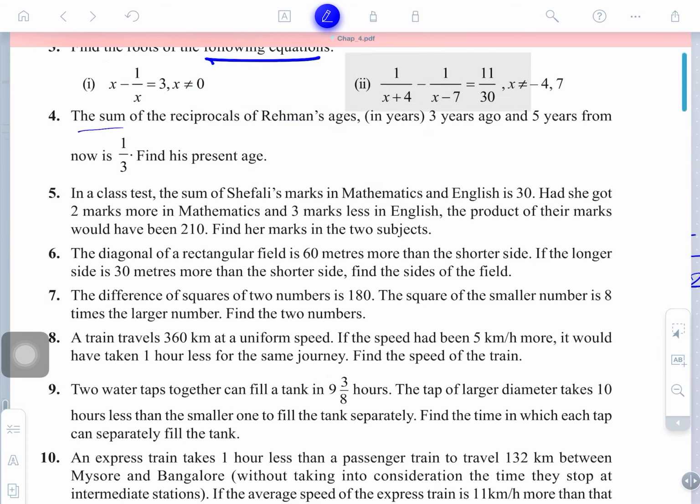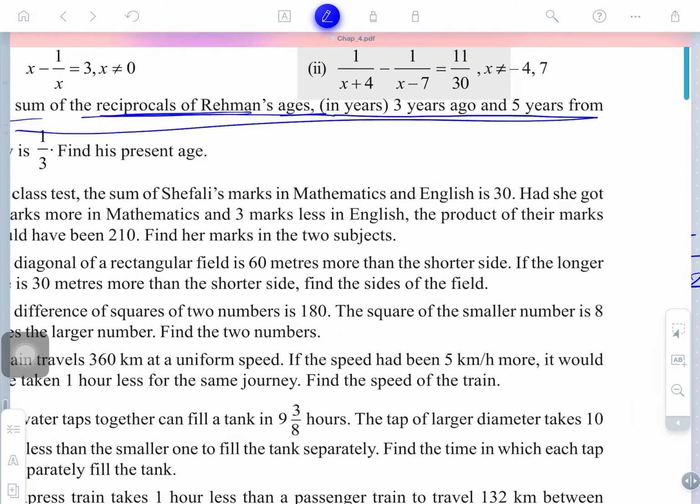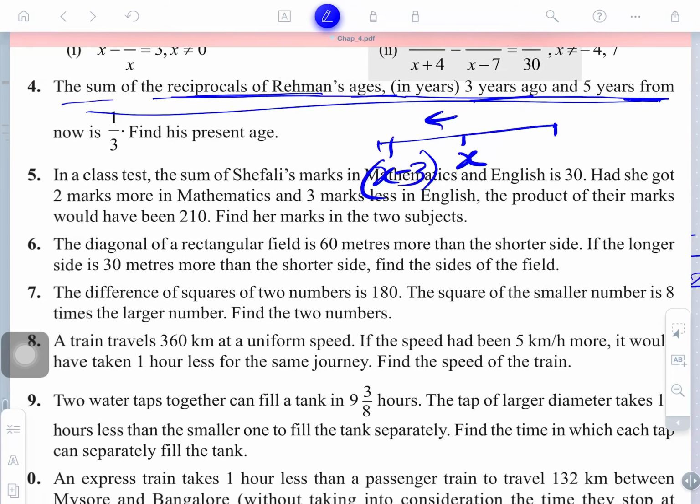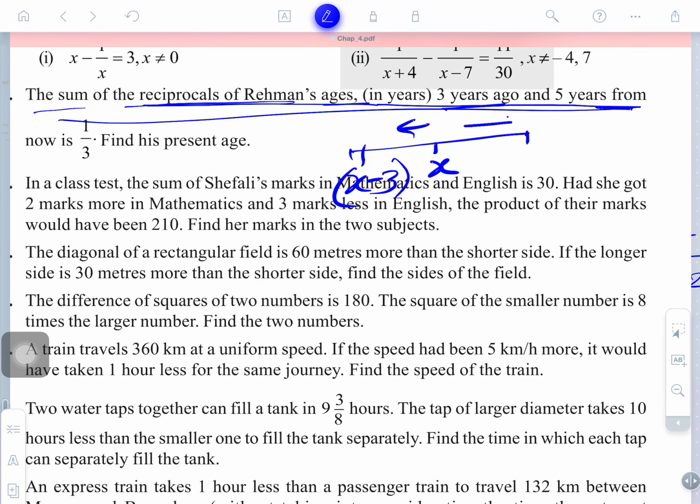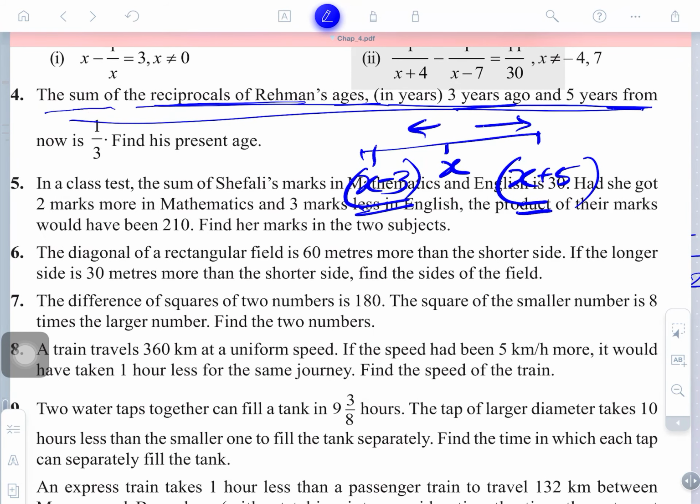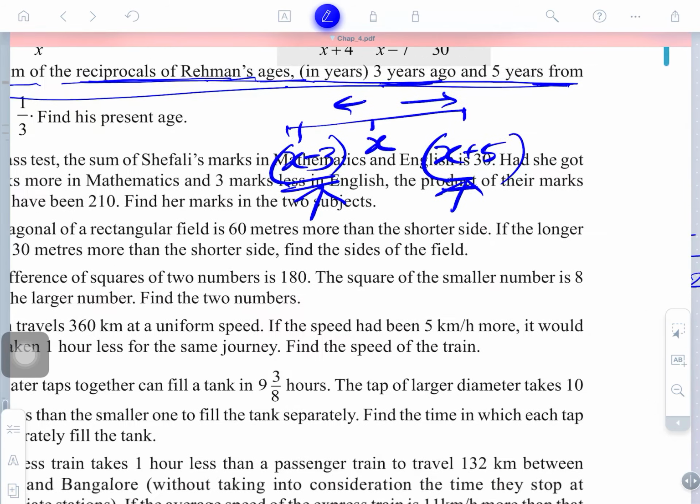What is it saying? The sum of reciprocals of Riemann's age 3 years ago and 5 years from now. It means the whole information about the present age, so the timeline is to be drawn here. Suppose the present age is x. So 3 years ago means you go back here, x minus 3, and 5 years from now means you need to go forward, x plus 5. So about these ages it is giving you. The sum of reciprocals of these two.